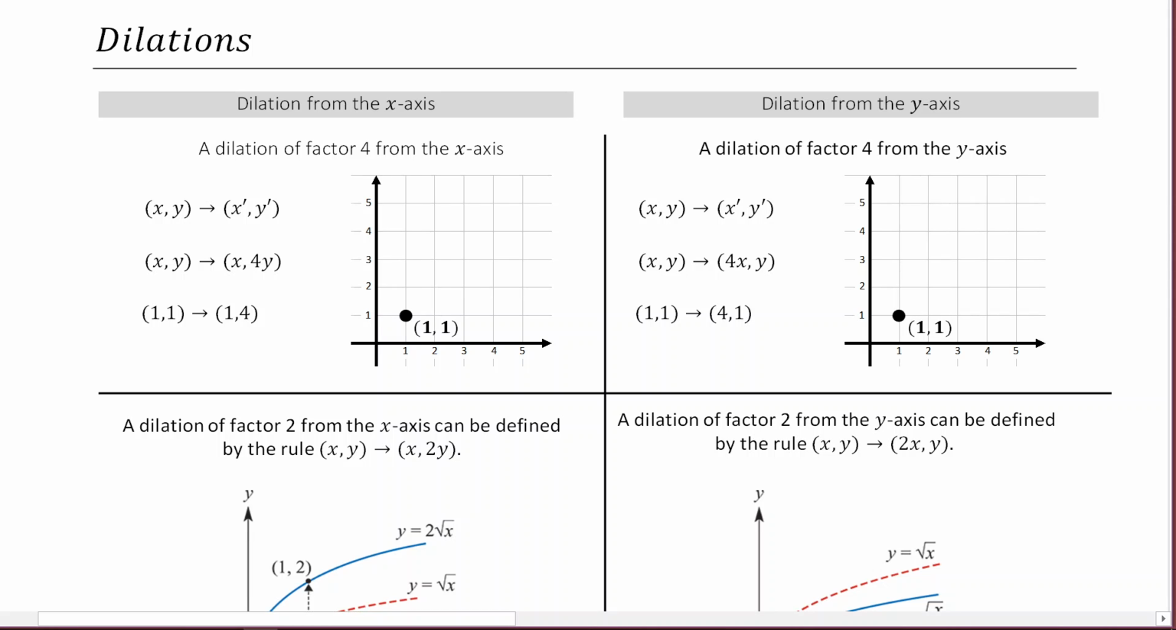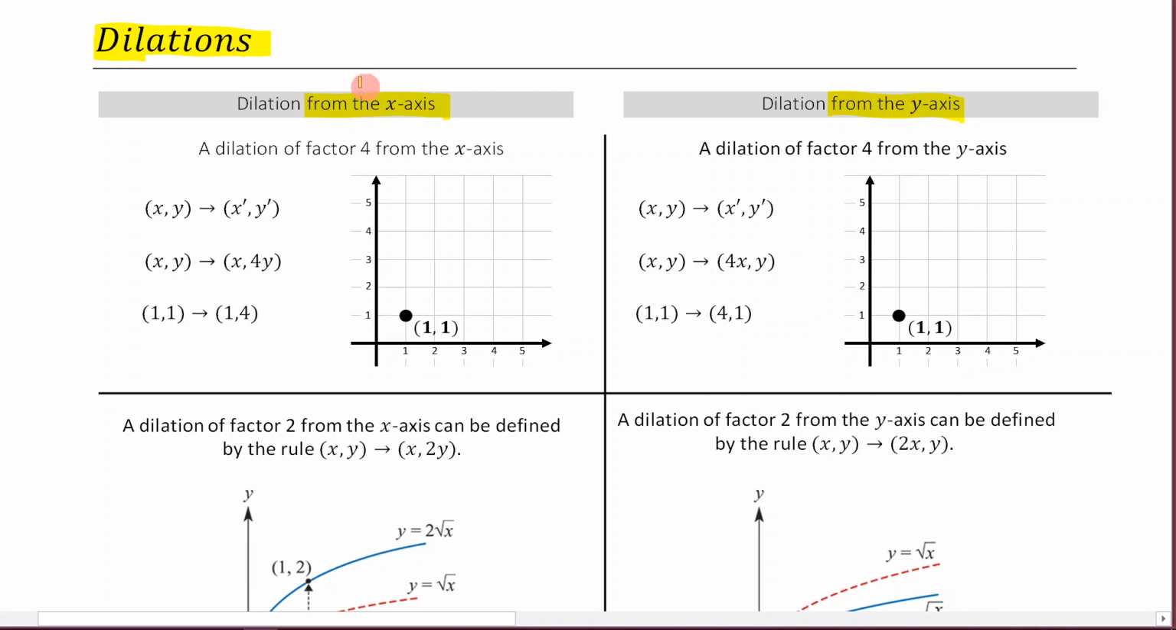Welcome. So in this lesson, we're going to begin to talk about dilations, which is a different type of transformation. Now, dilations come in two different forms. They come in dilations from the x-axis and dilations from the y-axis. And it's really important that we know the difference between these two types of dilations.